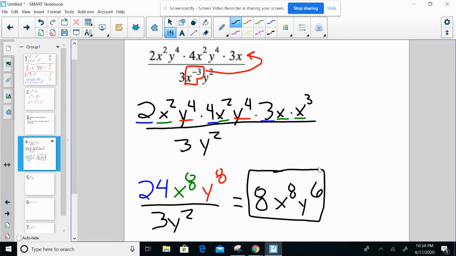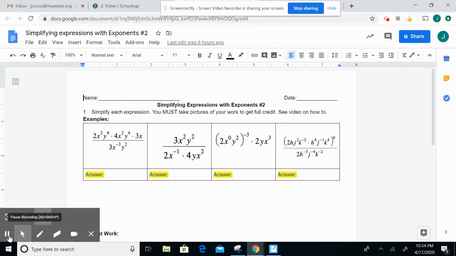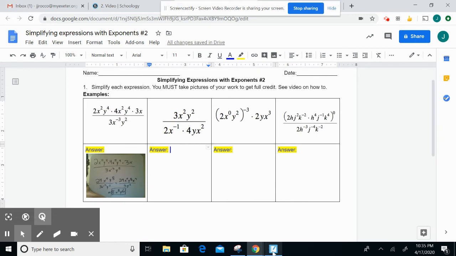Now I do want to see your work for these. Please make sure to take a picture of your work. I'm going to pause and take a picture. All right, the next problem.